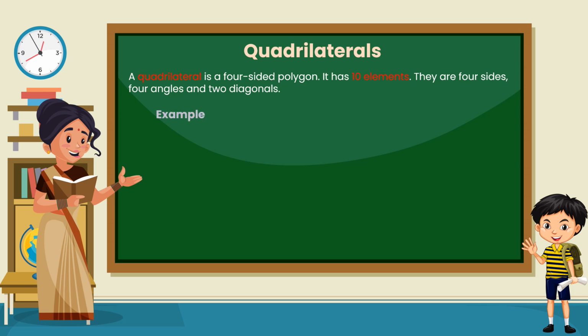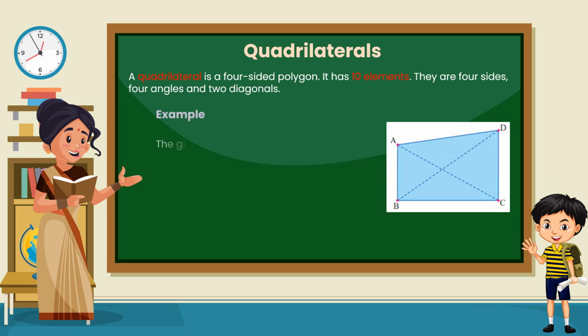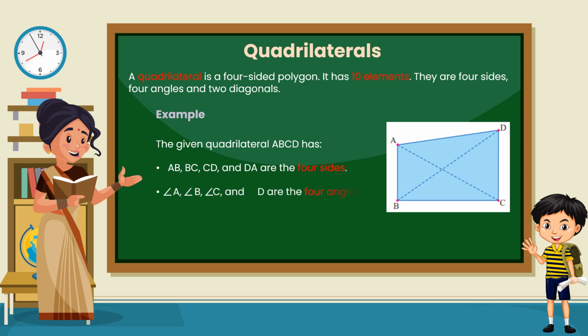Example. The given quadrilateral ABCD has AB, BC, CD, and DA as the 4 sides. Angle A, angle B, angle C, and angle D are the 4 angles. AC and BD are the 2 diagonals.